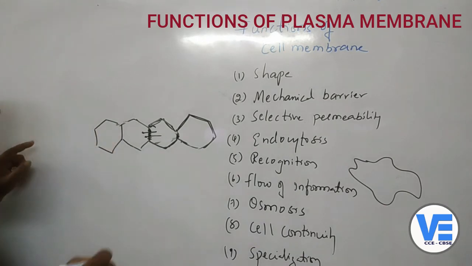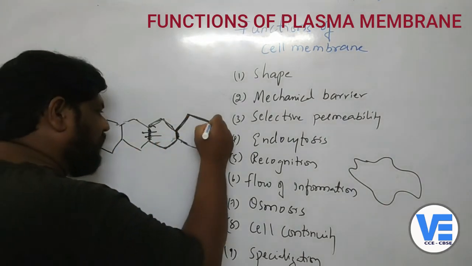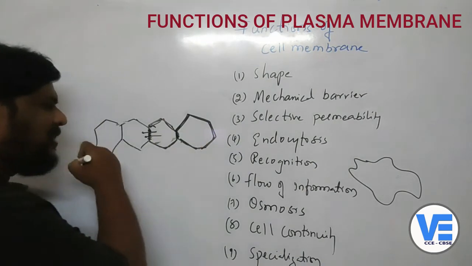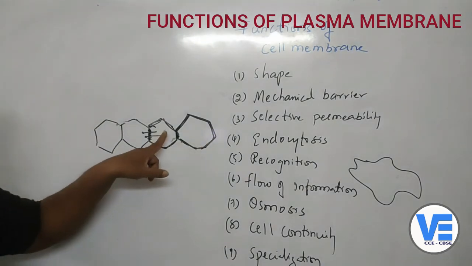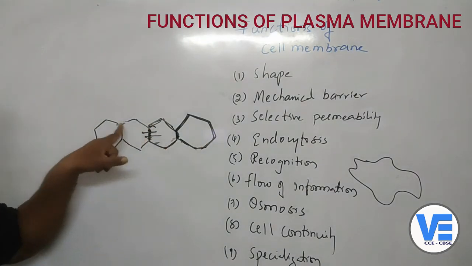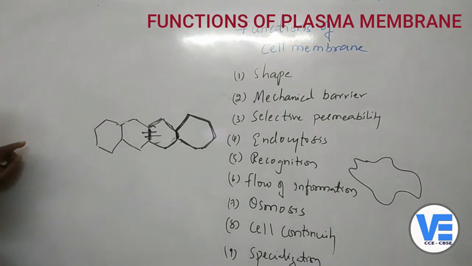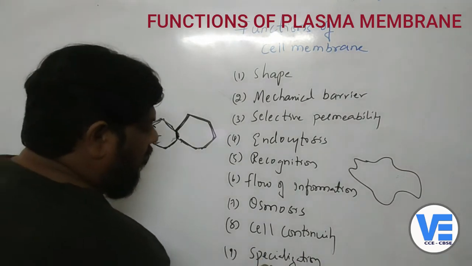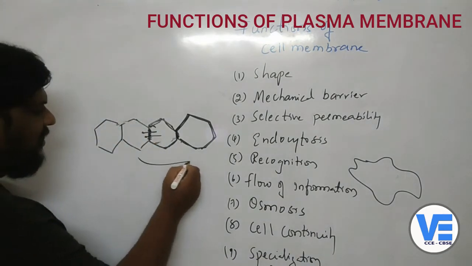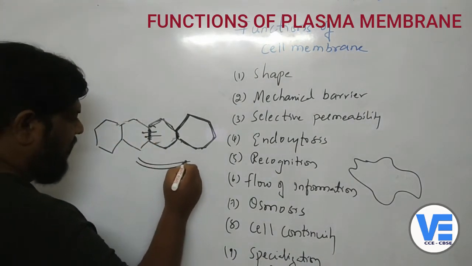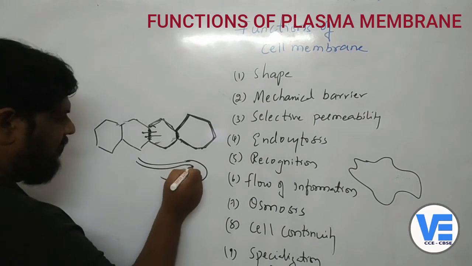The cell is not a completely closed structure. They allow a few substances to pass through them, so they will continue with the other cells like this. So that is how we can see the continuity of the cells. And then there is specialization. What is specialization? So if you have seen the small intestines, they are coiled structures, isn't it?